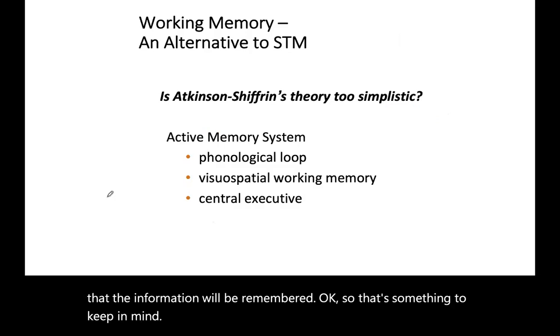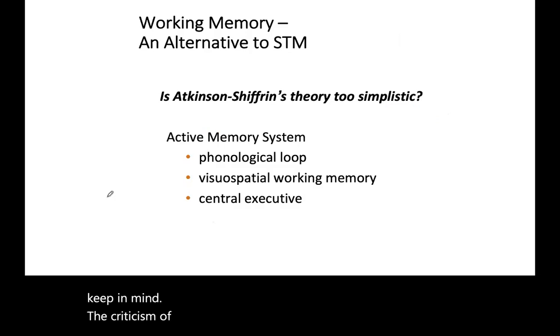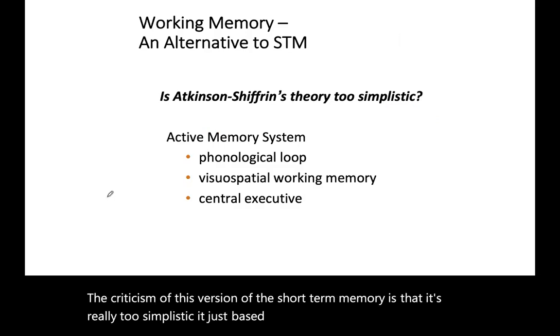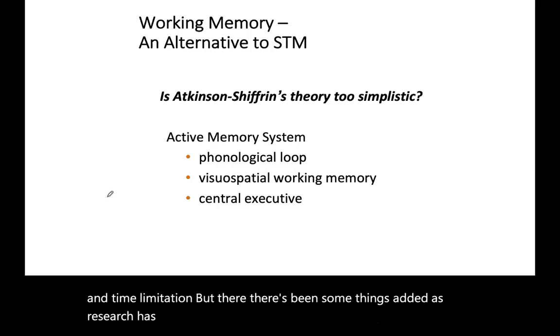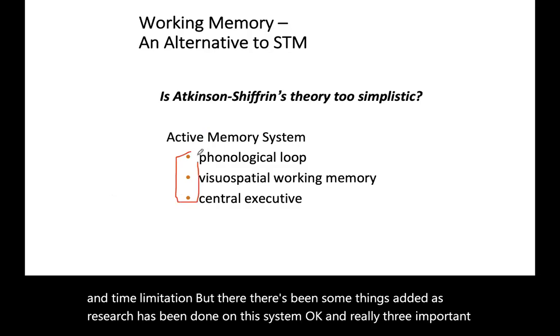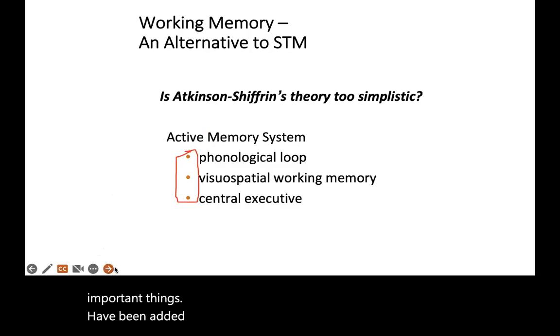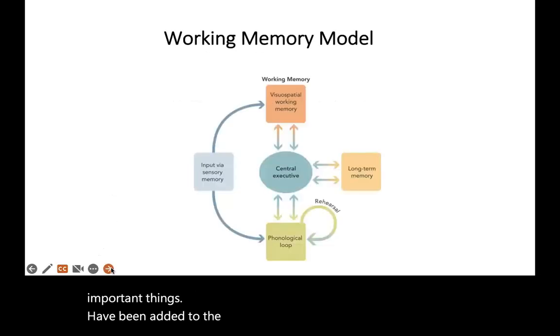Now, the criticism of this version of short-term memory is that it's really too simplistic. It's just based on rehearsal, on capacity and time limitation. But there's been some things added as research has been done on this system, okay? And really 3 important things have been added to the memory system, okay?